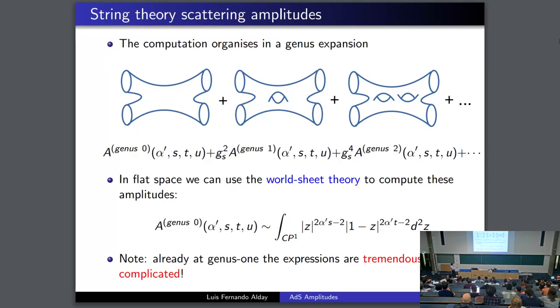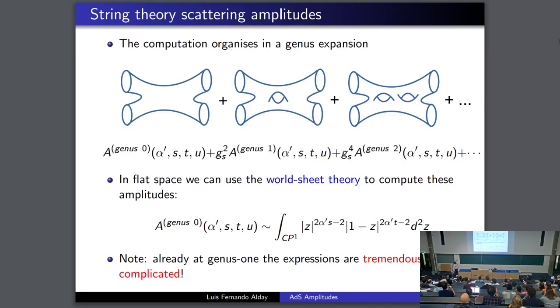So for the genus 0 contribution, we get this beautiful integral over the complex plane. But note already that for genus 1, the expressions are super complicated, okay? But in this talk, we will be talking only about genus 0 amplitudes. These are hard enough. And for genus 0 in flat space, we get this beautiful integral over the complex plane, okay?